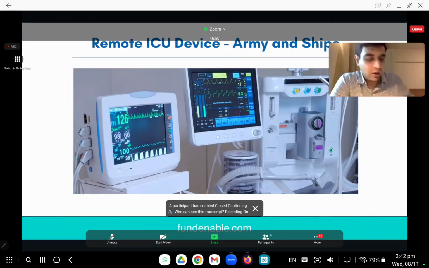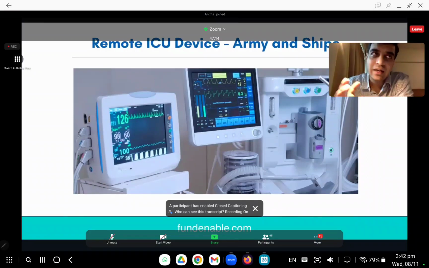Similarly on ships. If there is a cardiac arrest that happens on a ship in the middle of an ocean, most of the times a helicopter is needed, the person has to be airlifted and taken back, right? So can there be a remote ICU on the ship per se or on the flight? That was what this company was doing, right? Creating remote ICU devices. And the major application was in Army and in Navy, right?